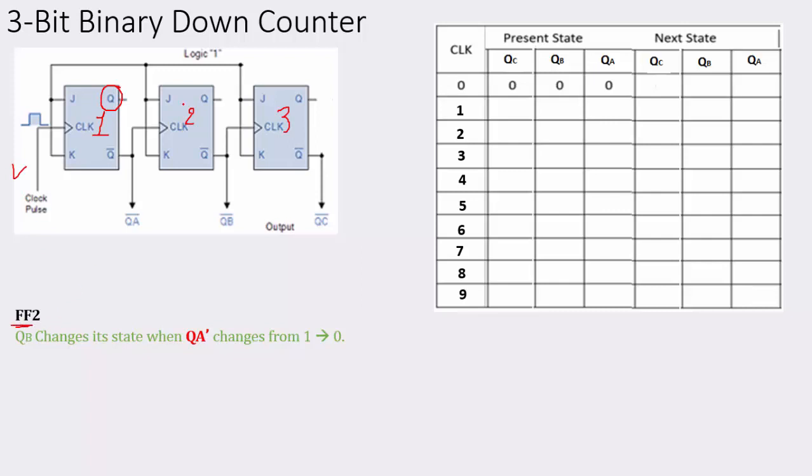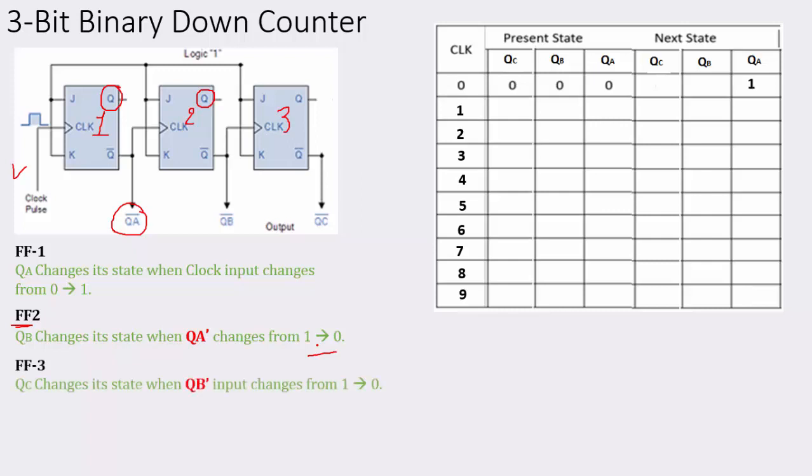What about flip flop 2? QB changes state when QA bar changes from 1 to 0. Why? Because QA bar is given as its clock. QA changes from 0 to 1, so QA bar changes state from 1 to 0. Okay, so the initial state QC, QB and QA is 0, 0, 0.